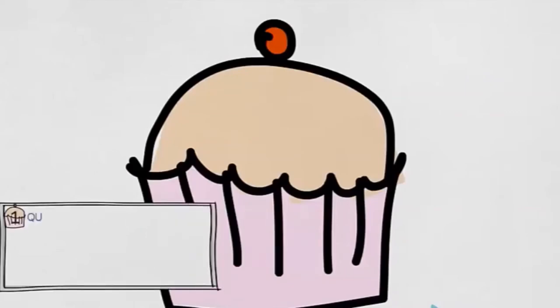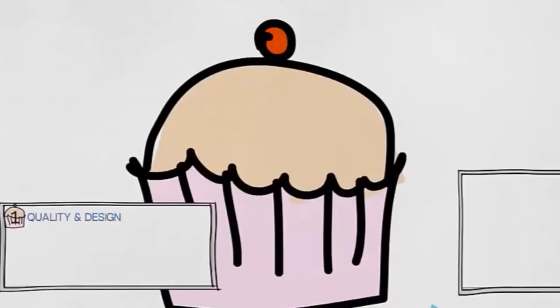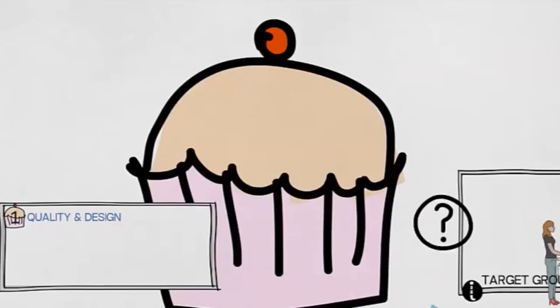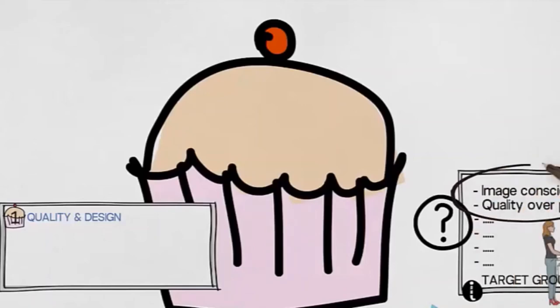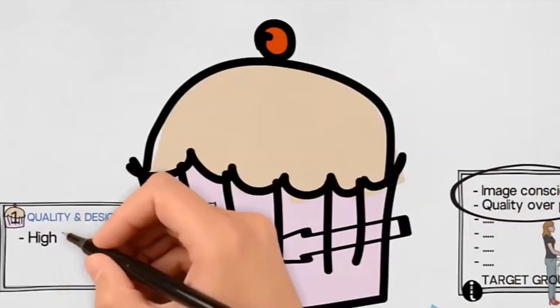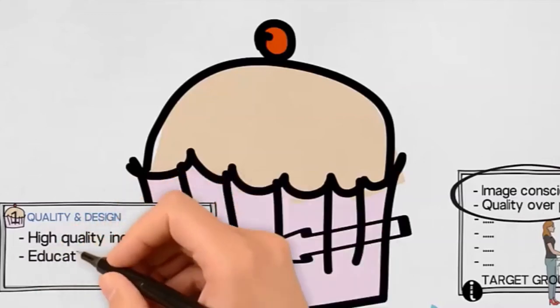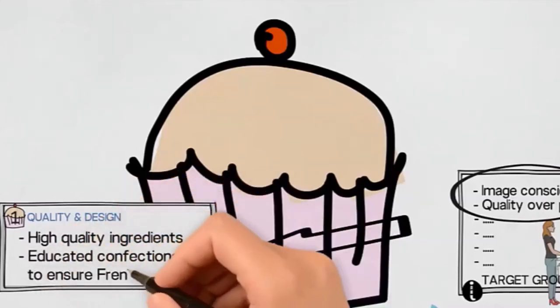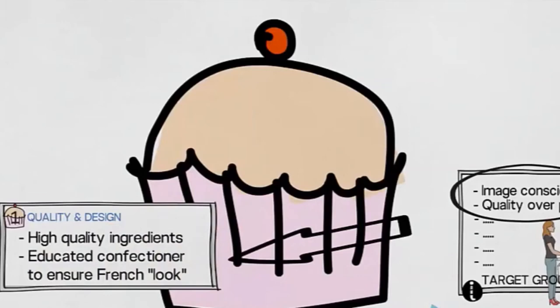Firstly, quality and design. We look for clues in our target group description. Knowing that our target group values quality over price, we would decide that we will use high quality ingredients in our cakes and desserts, and that we should hire a trained confectioner to ensure the French look of the cakes.